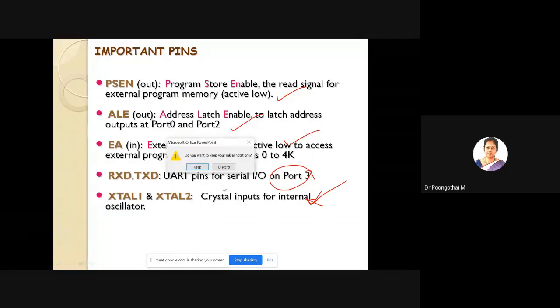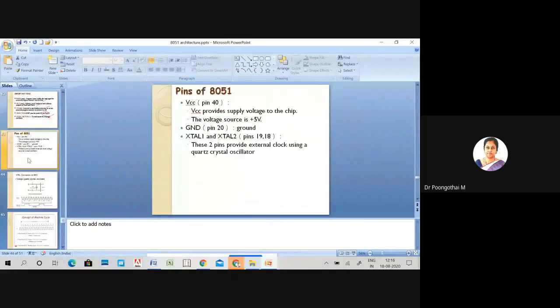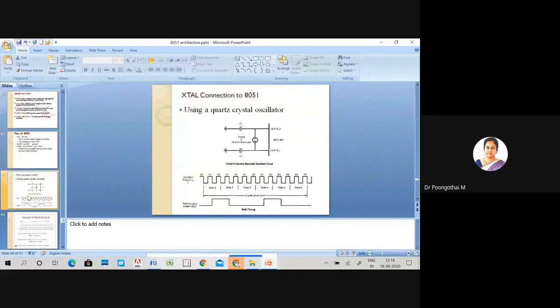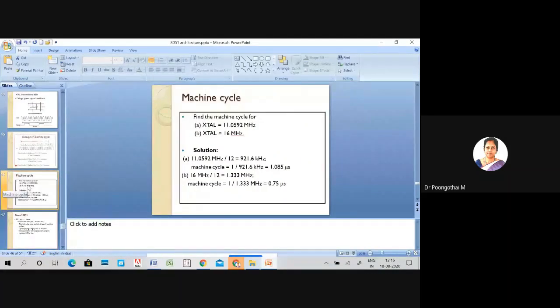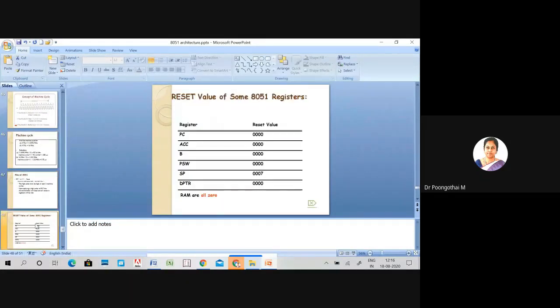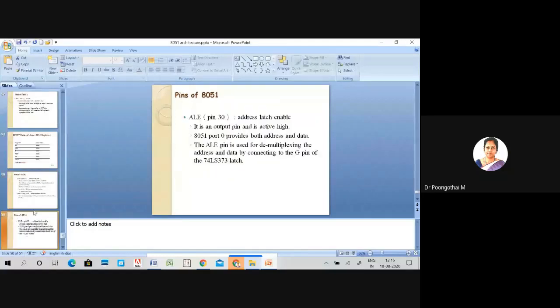So next class we will see about the remaining pins, that is the XTAL connection and the concept of machine cycles, how the instructions will be executed in 8051, reset, and the remaining EA, program store enable, and ALE. Okay.